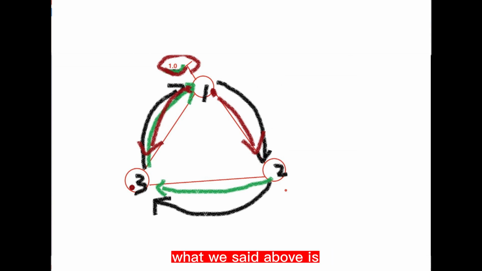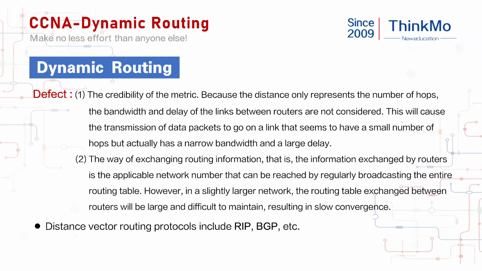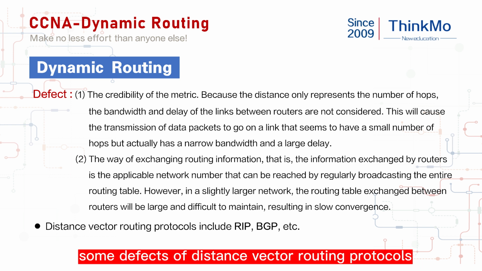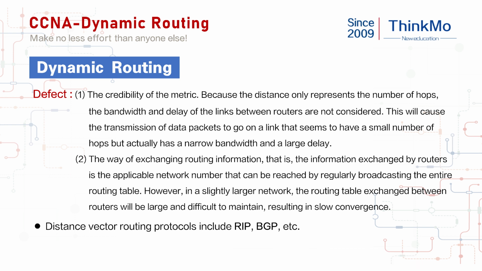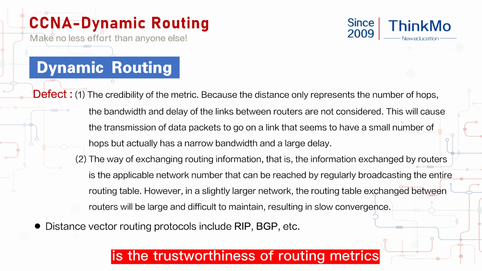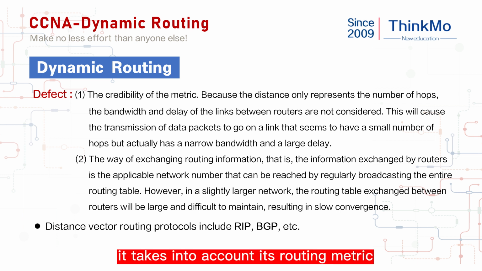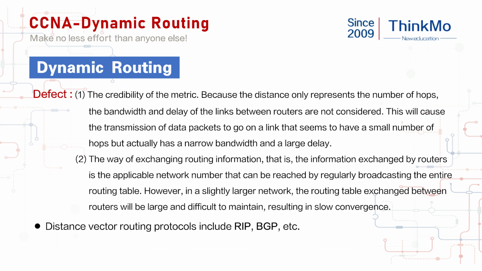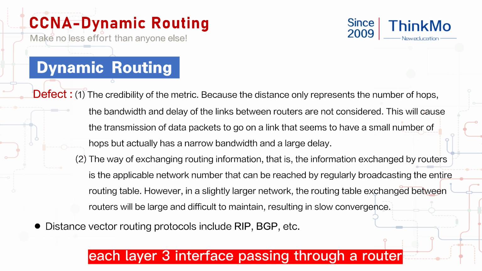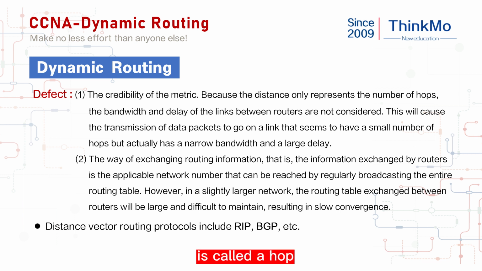What we said above are several characteristics of distance vector routing protocols. Let's move on to some defects of distance vector routing protocols. The first thing to mention is the trustworthiness of routing metrics. For a protocol like RIP, it takes into account its routing metric, just think about one thing: hop count. Each layer 3 interface passing through a router is called a hop.